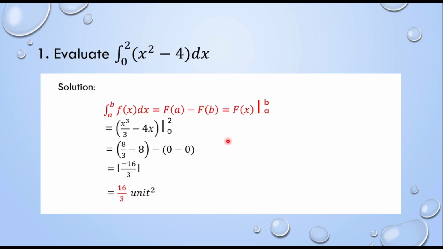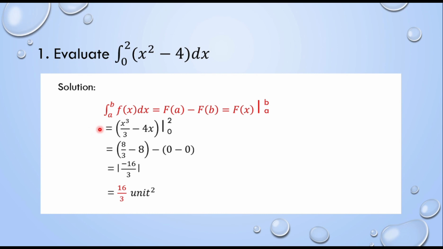Examples. Number 1, evaluate the definite integral with lower limit 0 and upper limit 2 of the quantity x squared minus 4x dx. So in the solution, first write the formula, which is the definite integral with lower limit a and upper limit b of f of x dx is equal to F of b minus F of a, which is equal to F of x over the interval a, b.